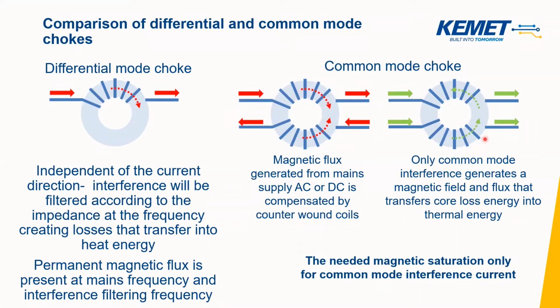But if there is synchronous noise, by which I mean noise which is present on both signal lines, so it's conducted in this direction, let's say on the top line, and in this direction on the bottom line, then this creates a magnetic field which is in the same direction. This ensures that your synchronous disturbances are effectively filtered out using a common mode choke. The needed magnetic saturation here is only relevant for common mode interference current. And this is basically how a common mode choke works.